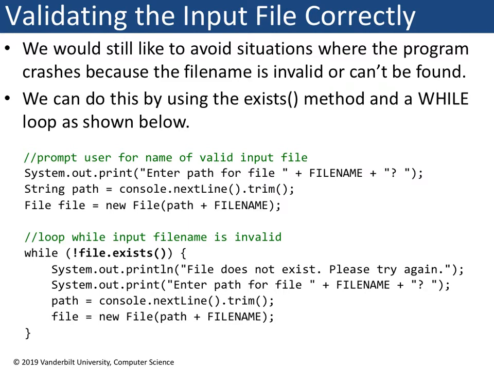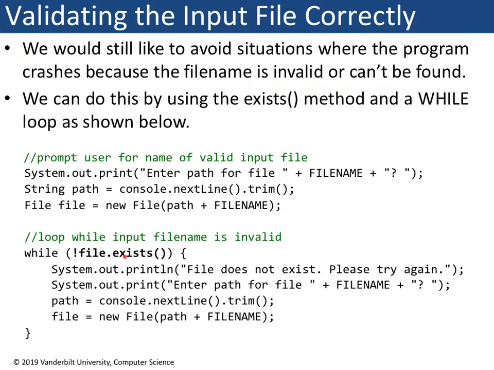So when I read this, it should read "while not file exists." And then if the file doesn't exist, we are going to say, hey, the file doesn't exist, please try again, and then prompt the user for the file path, get that file path, and then create a new file object with this new file path. Then we will check to see if it exists again.